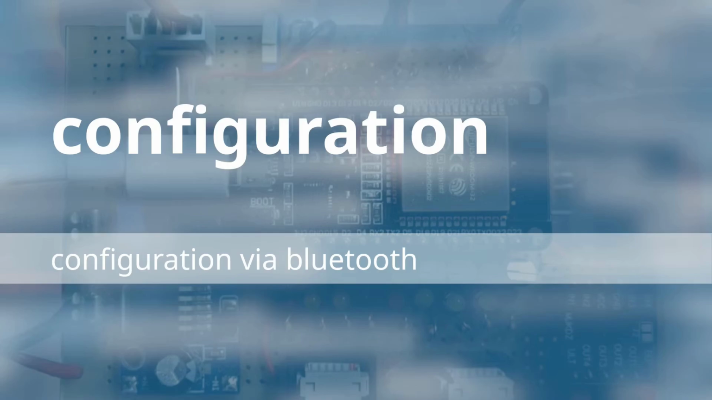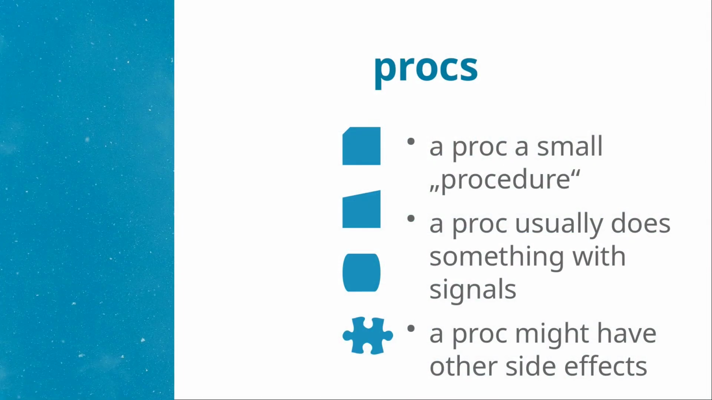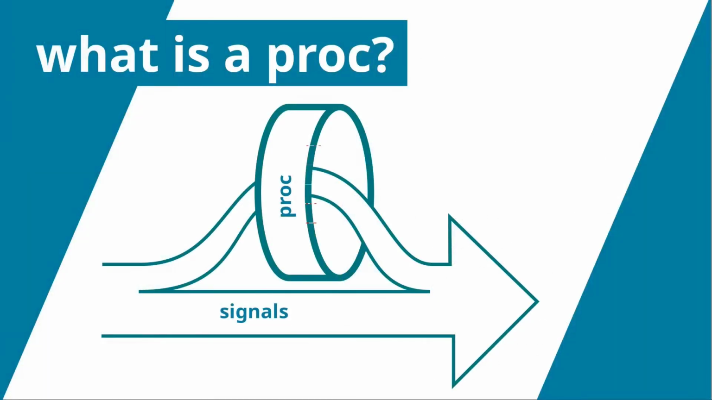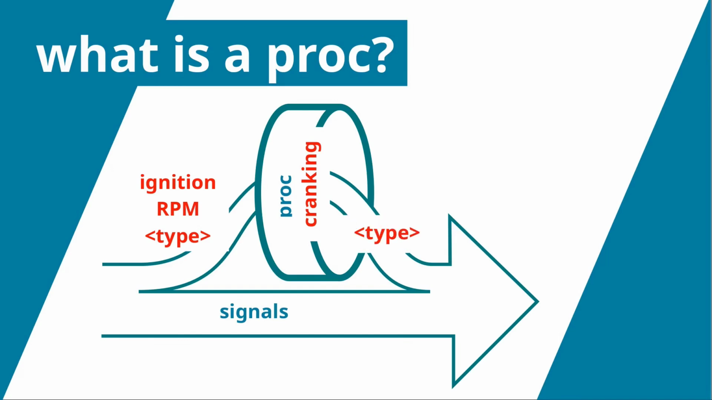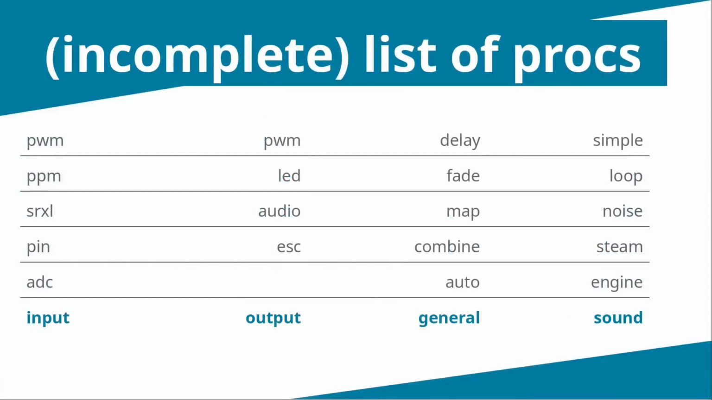The second term that you have to learn about is procs. Procs are procedures, configuration parts within the software. They can be chained together however you like, and will take signals and do something with them. Most of them are pretty simple and straightforward. Take the cranking proc, for example. It will dim down some signals if cranking is detected. The results are just written back, and the next proc can continue with its thing.